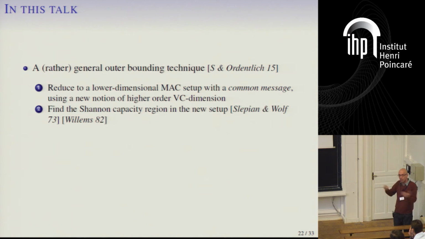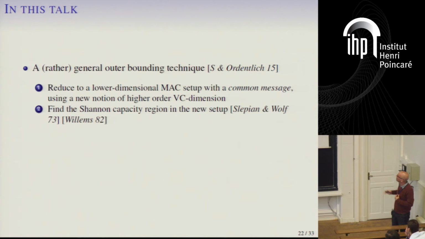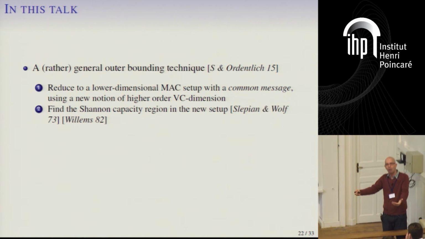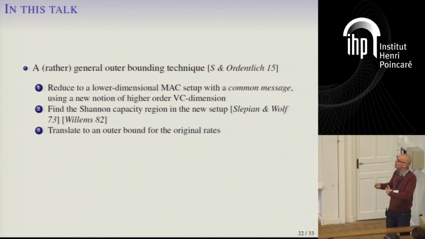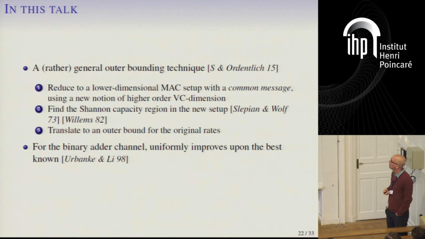At that point, we get this new MAC, and for this new MAC we can find the associated Shannon capacity region, which is given by a classical work of Slepian and Wolf and Willems. So we can get outer bounds for this new setup once we have removed the cooperation part and encapsulated it in this common message. And this outer bound that we get through Shannon theory can be translated back into a bound on the original rates we were looking for. For the binary adder channel, this uniformly improves the best known bound by Orlitsky and Lee.